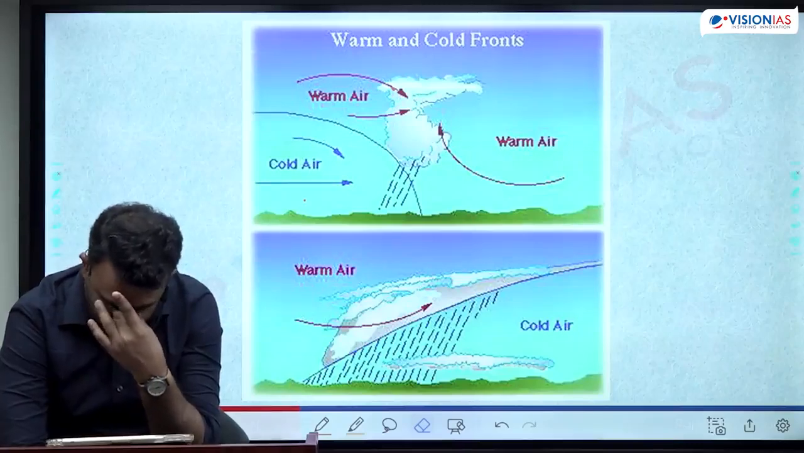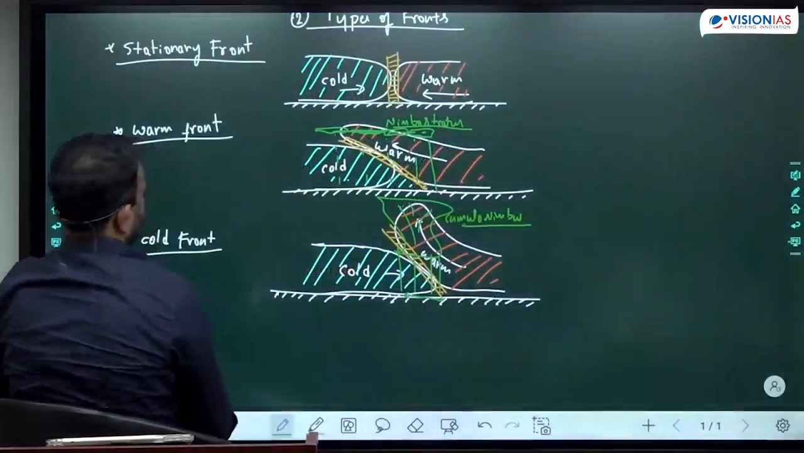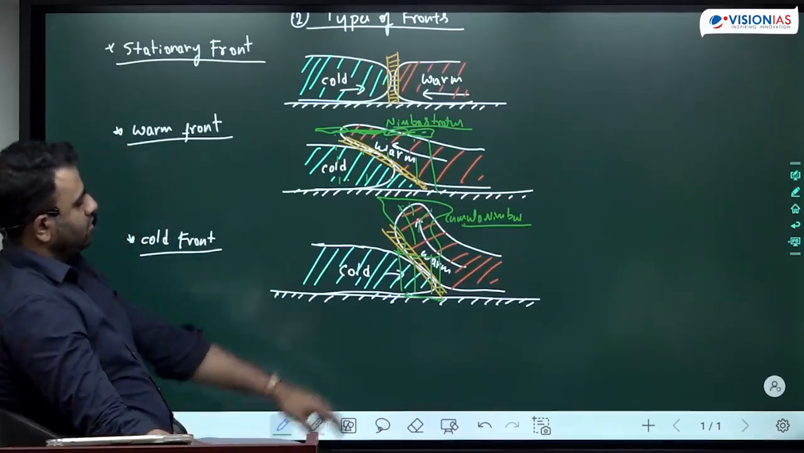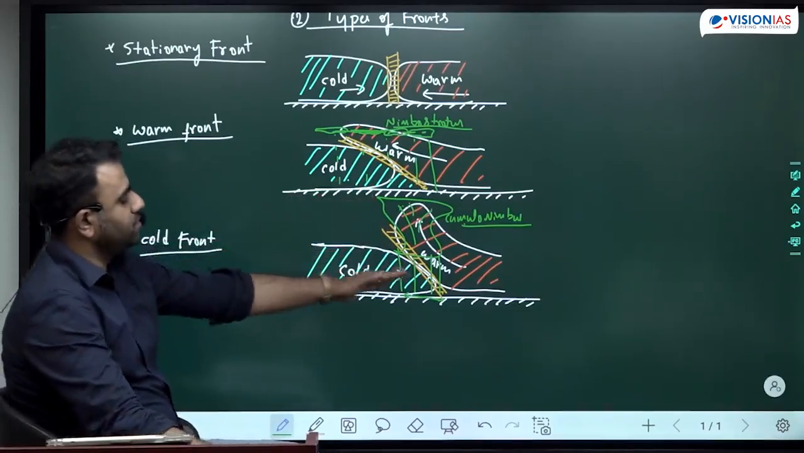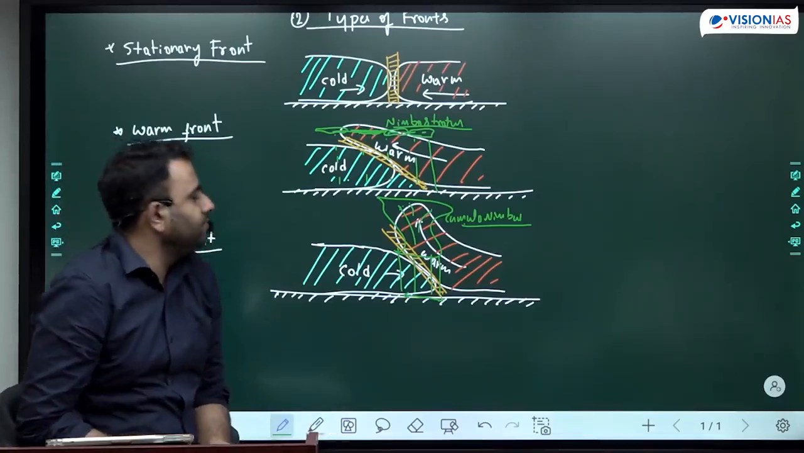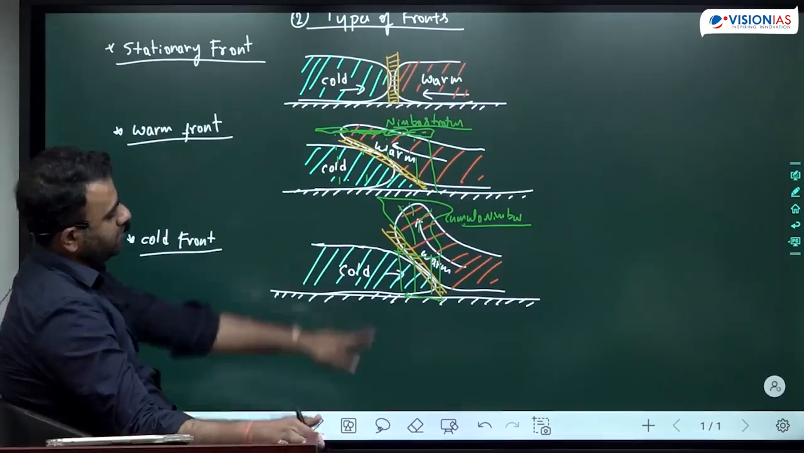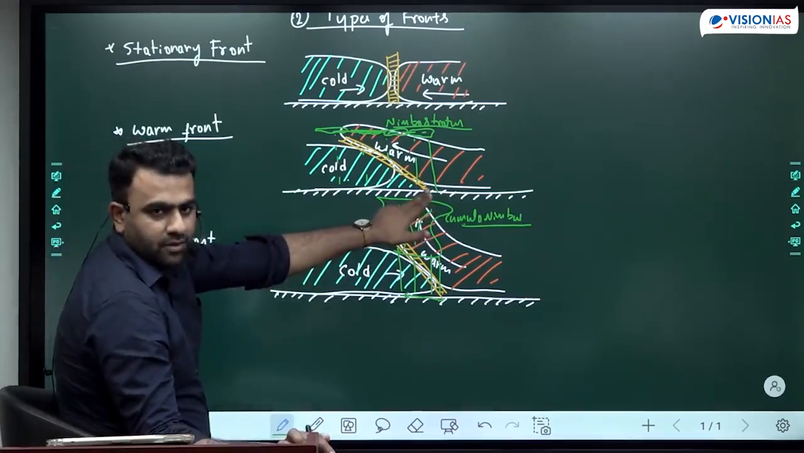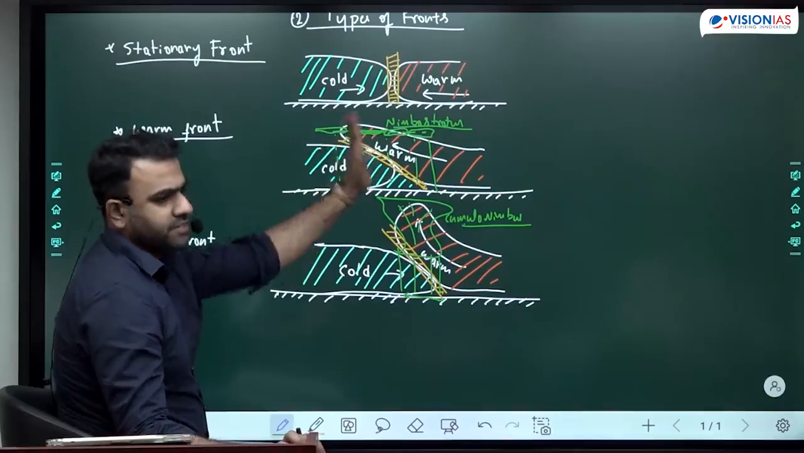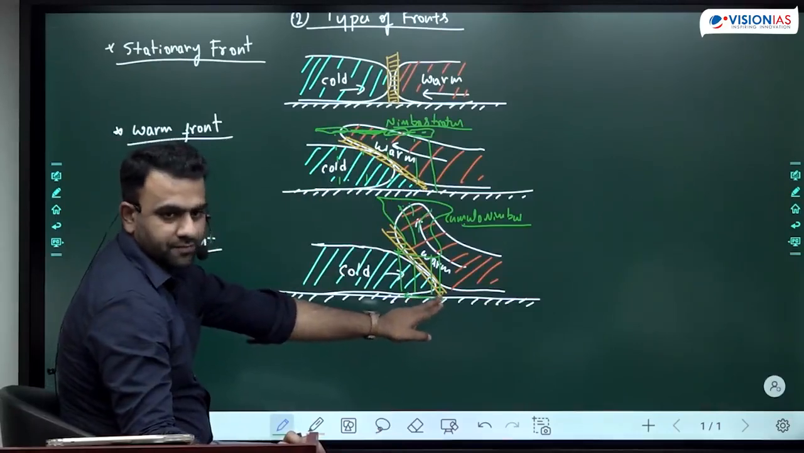So why is it that a stationary front is not changing? Because in case of a warm front or cold front, the position of the front is never fixed. There is always the movement of the front. Front position is here. Okay, so we see the position of the front on the ground. Where is the position of the front? Here. From here it is tilted, that is a different thing. But the position of the front is here. Okay, so in this case it is here.